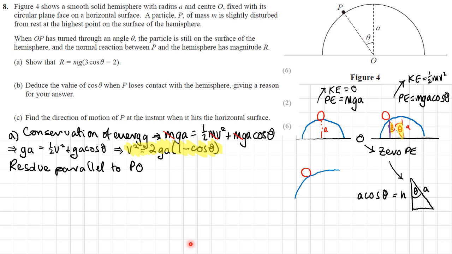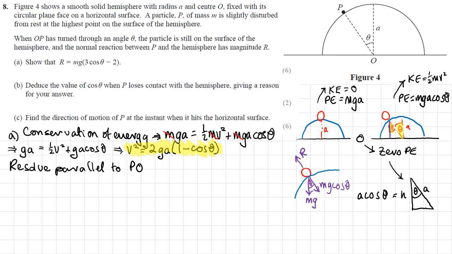So another little drawing here. Here's my particle on the hemisphere. There's going to be a normal reaction R here, which is perpendicular to the tangent of the particle where it's in contact with the sphere. mg going down here like this, and parallel to R, I'm going to have mg cos theta, which is going to be over here. Mg cos theta, that's because this angle here is theta, and that corresponds to this angle here.